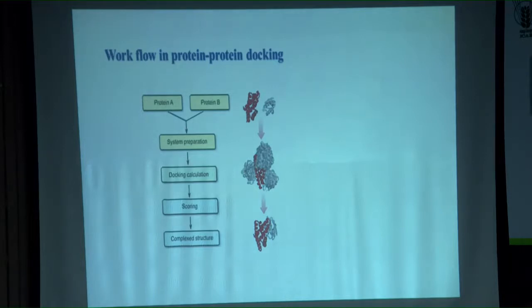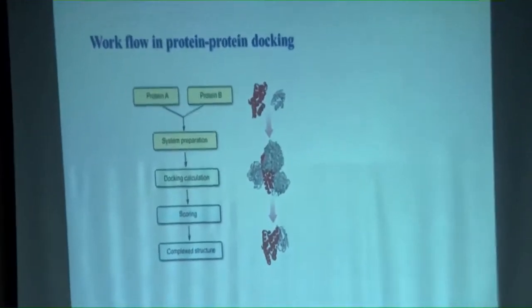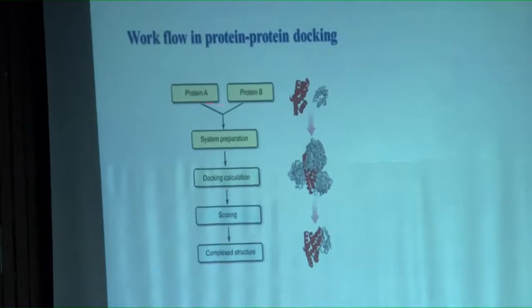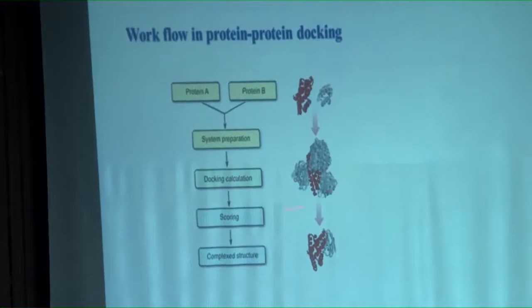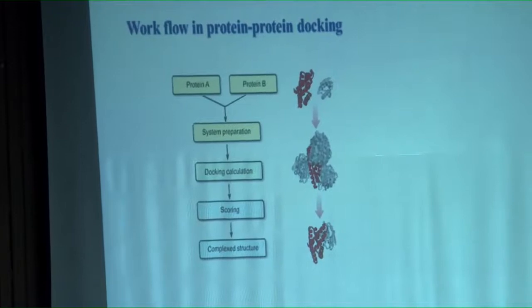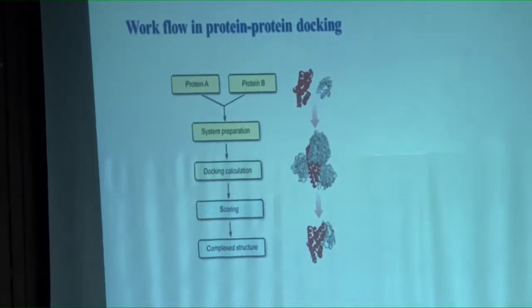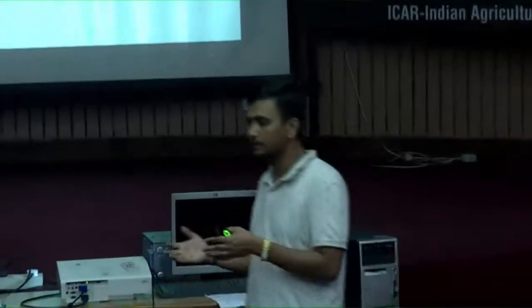In the structure, they interact by hydrogen bonding, by hydrophobic nature, by van der Waals forces, or sometimes by salt bridges. So there is a protein A and protein B like this one. Then you have to prepare the system and run the docking software, and you will get a docking model. In docking you will get several types of docking, and you have to identify which docking you are accepting.